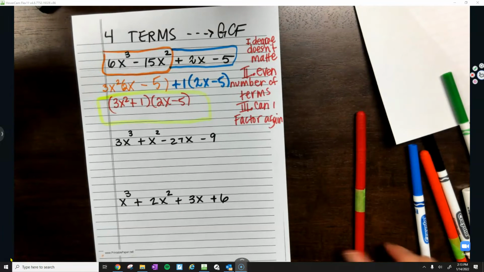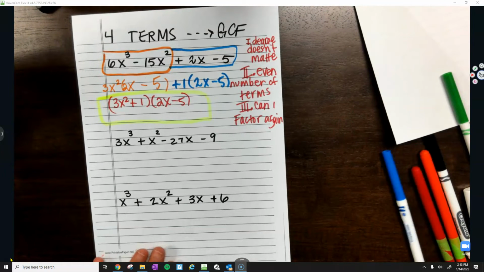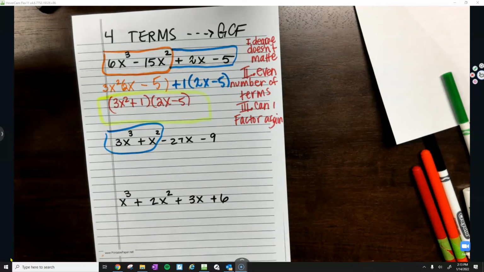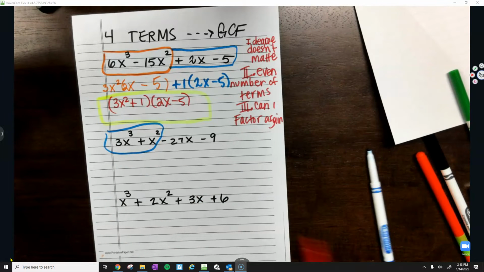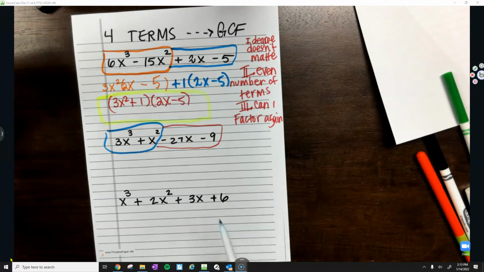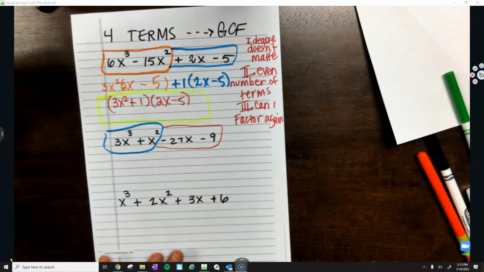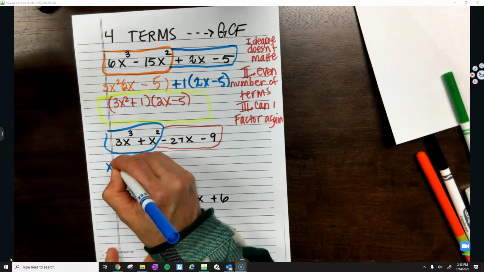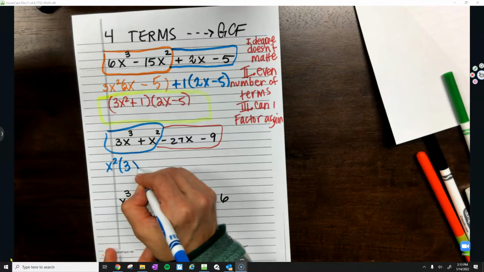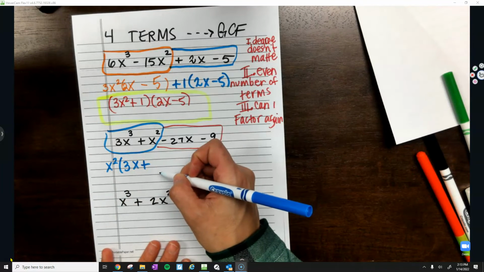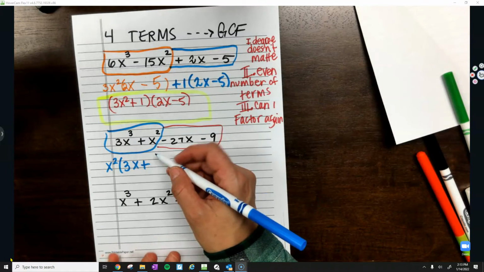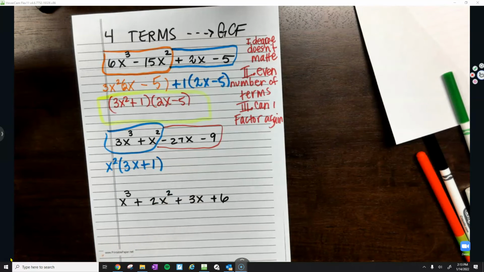All right, couple more, y'all. This first one right here, 3x to the third plus x squared. We're going to GCF that. We're going to GCF that other one. Yeah, so the first one, you just take out x squared. So this is going to be 3x plus what? What happens when you take it all out? 1. 1's your placeholder.